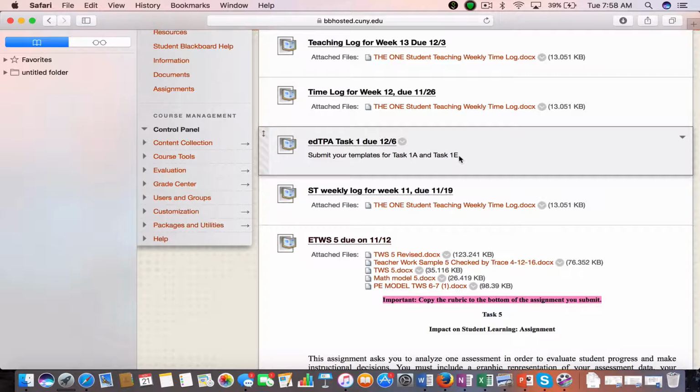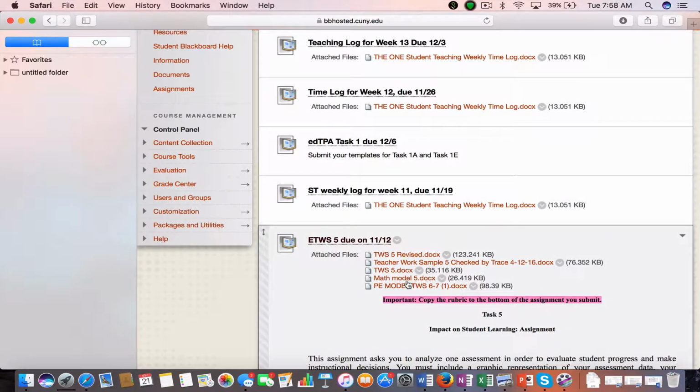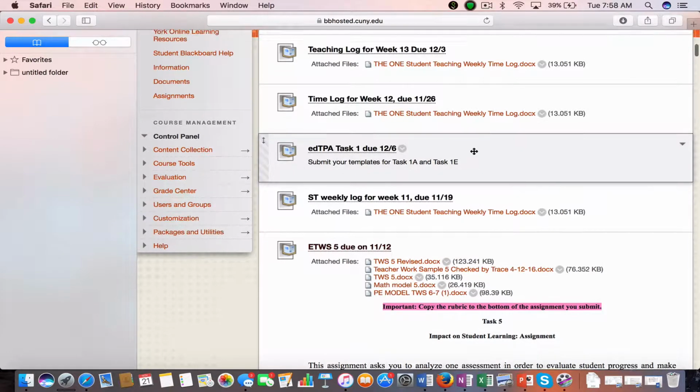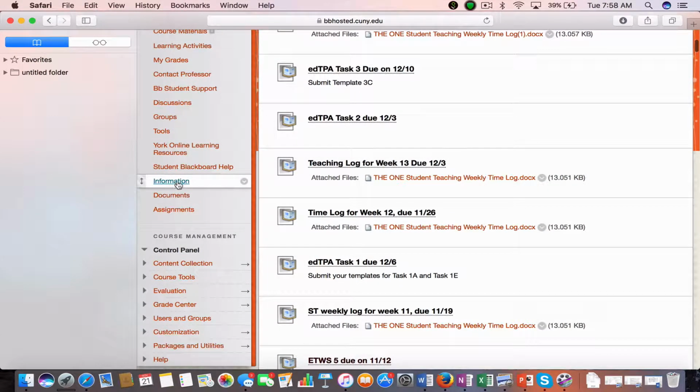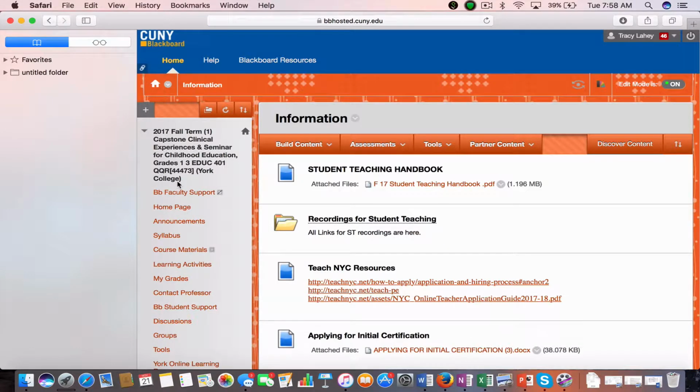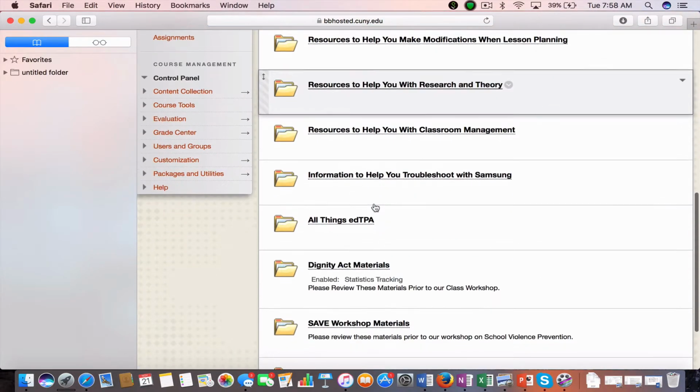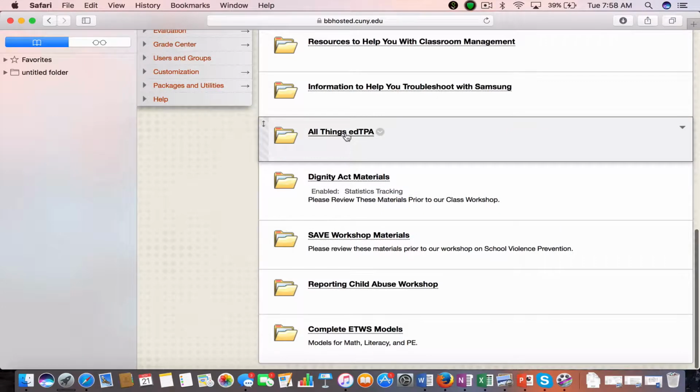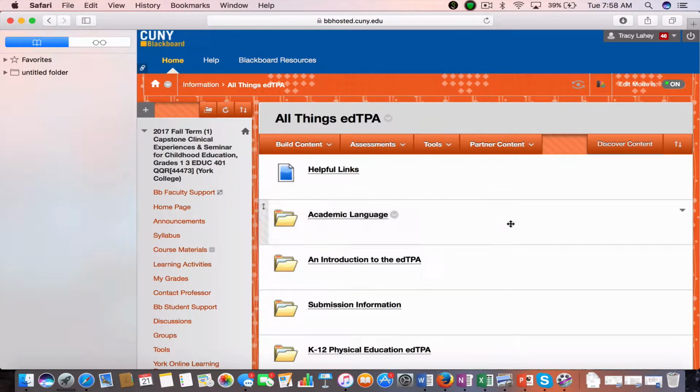And notice that if you look on the assignments page and you look at this tab, you're not going to see the usual things you see, which are all of these models, right? So I'm going to show you where those are. If you go to the Information tab on Blackboard, you're going to see a file that says All Things EdTPA. We've looked at this a couple of times, and this is where you got your handbooks.